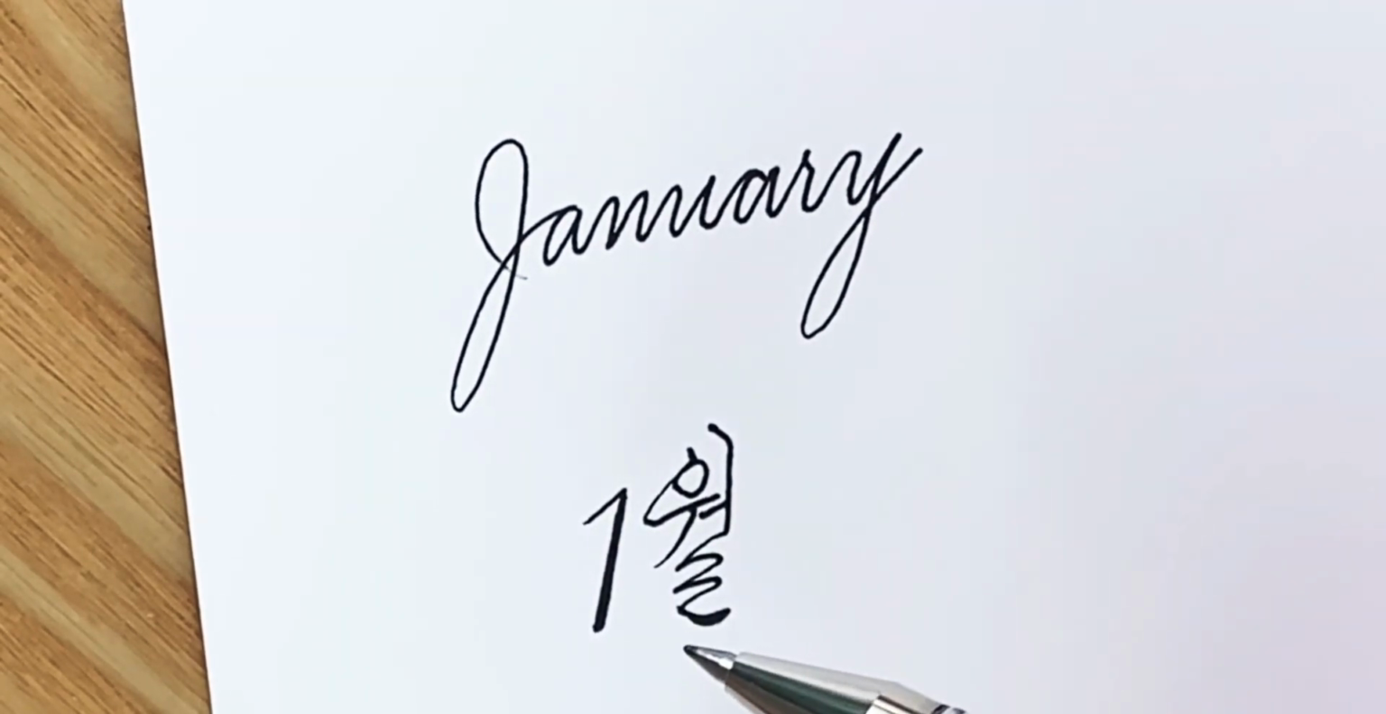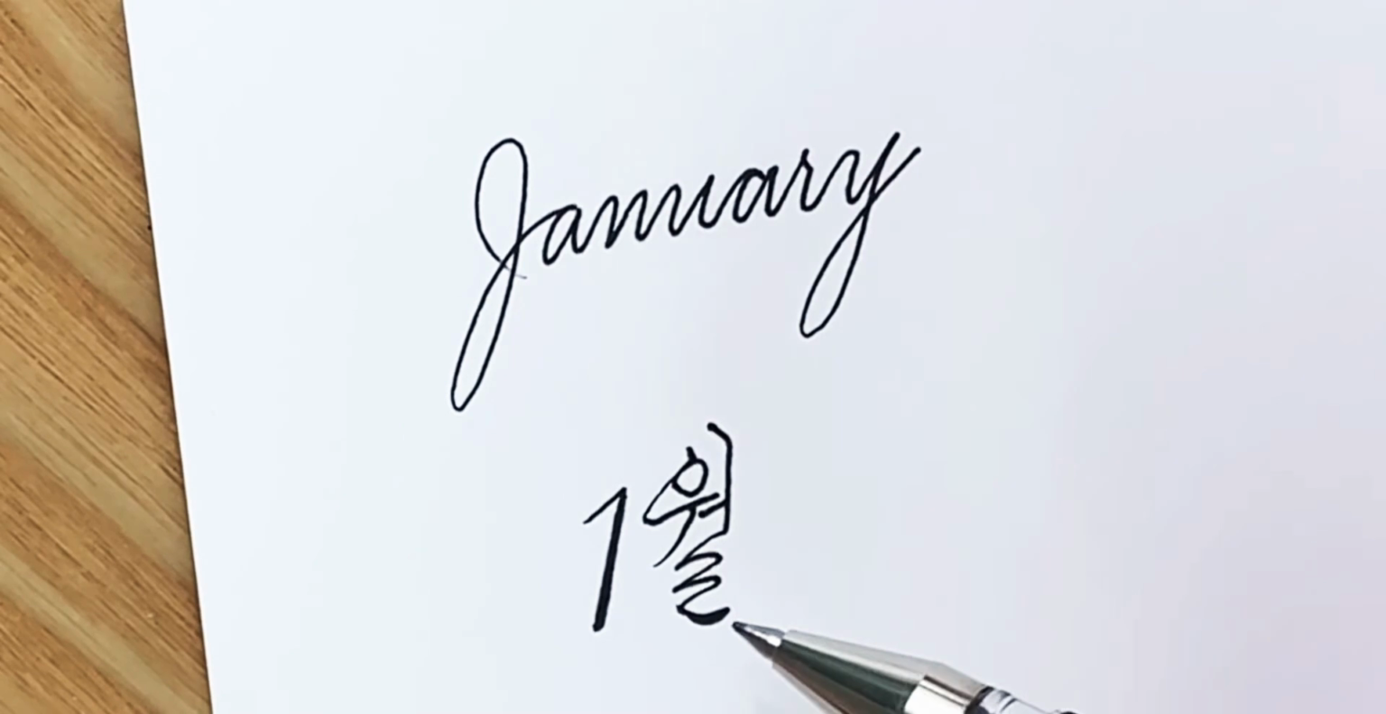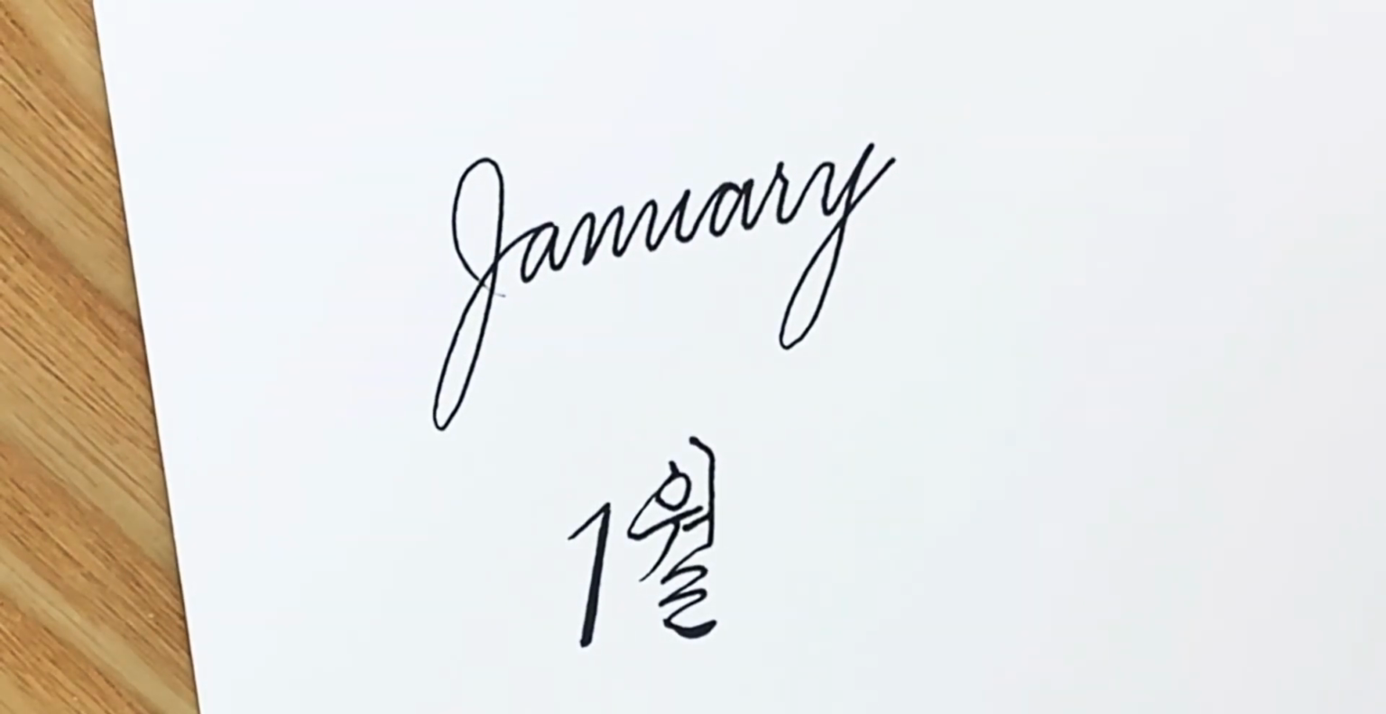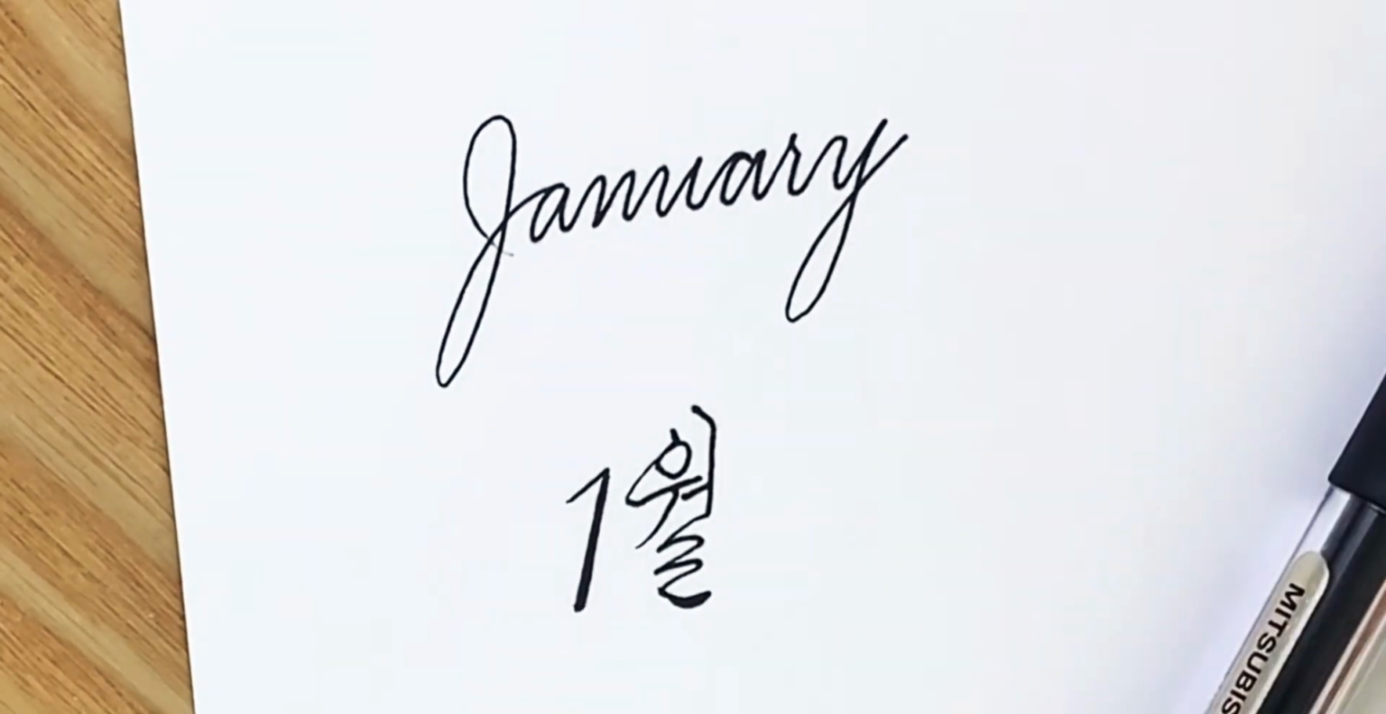So February is 2월, 3월, 4월, 5월, 6월, 10월. Stuff like that. It's kind of easy, right? It's easier than English because English is kind of tricky and difficult because they have certain names for each month.